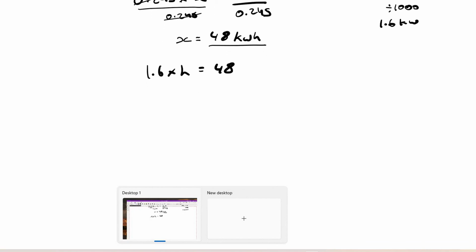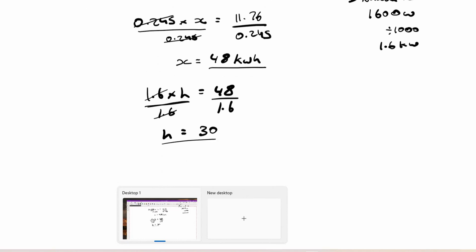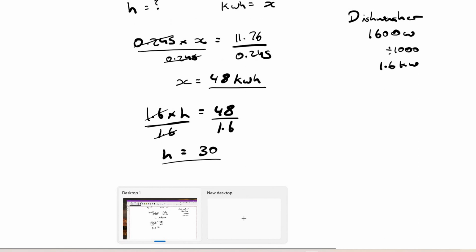Now we don't know what H is, we need to find that, so we need to get rid of the 1.6 on this side. So what's the opposite of multiplication? Division, so we divide by 1.6 to get rid of this. And because we divided by 1.6 on this side, what do we do on this side? We divide by 1.6, so we're left with hours. 48 divided by 1.6 is equal to 30. So let's check our answer. We figured out that it was 30 hours.